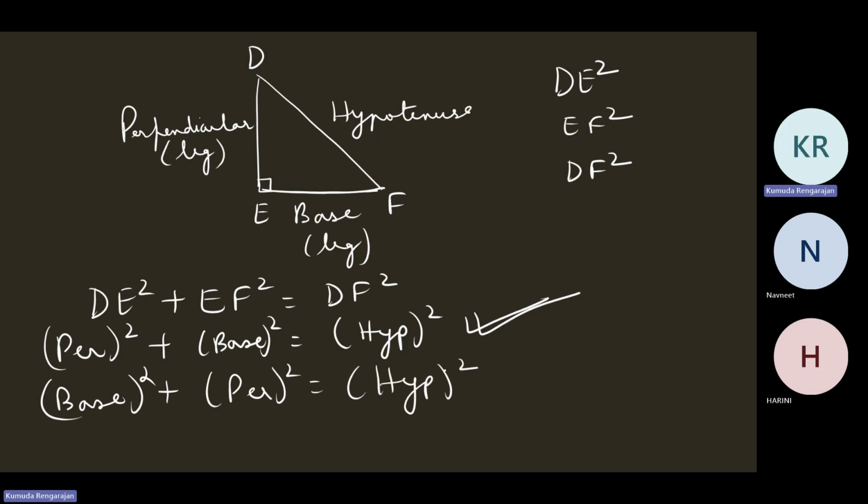So what you should remember is hypotenuse square will be alone on one side. Hypotenuse square will not come with any other squares. So base square plus perpendicular square is equal to hypotenuse square, or perpendicular square plus base square is equal to hypotenuse square.